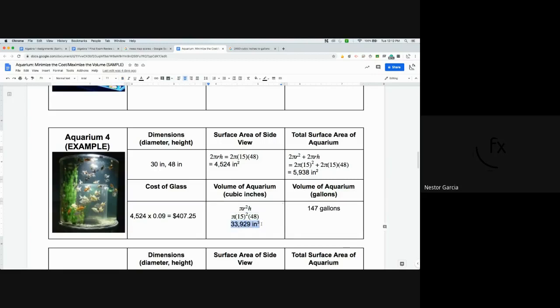33,929 cubic inches. Because we are considering that this is a volume, we have to remember to use the third degree here. So it's in the third dimension. So 33,929 cubic inches. And just like in the previous section, to convert this to volume in gallons, we allow our friend Google to help us out. So now we're talking about 33,929 cubic inches.